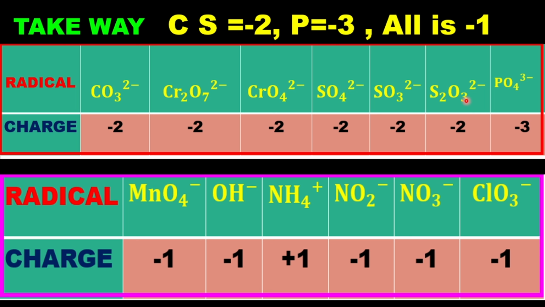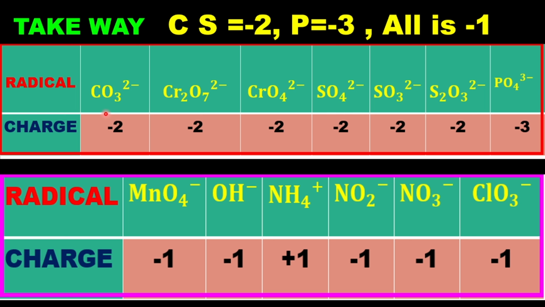So that will cater for the C's. Then S here, we have SO4 -2, SO3 -2, S2O3, that is also -2. So that is why I say takeaway CS equals -2. It works for me, so you can also try that.